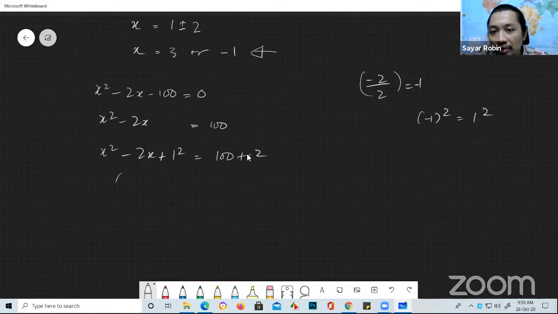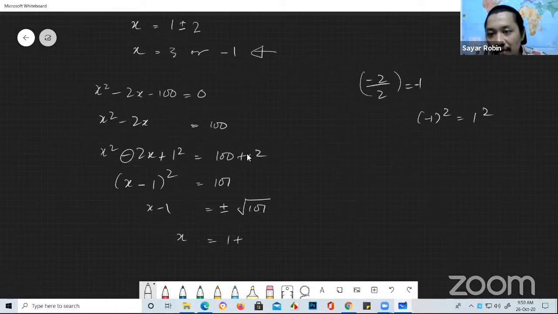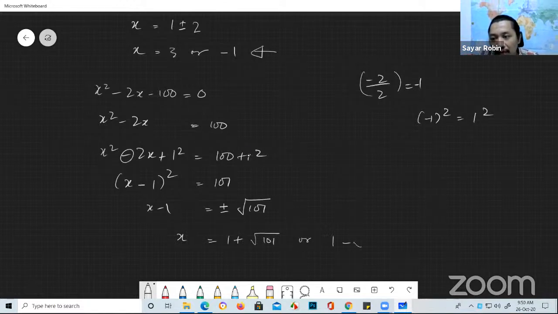So x here is minus, that's why it became minus. And then this one is plus 1. That's why we have to write (x minus 1) the whole squared, which is equal to 101, right? x minus 1 is equal to plus or minus the square root of 101. Okay. And then x is equal to positive 1 plus root 101, or positive 1 minus root 101.